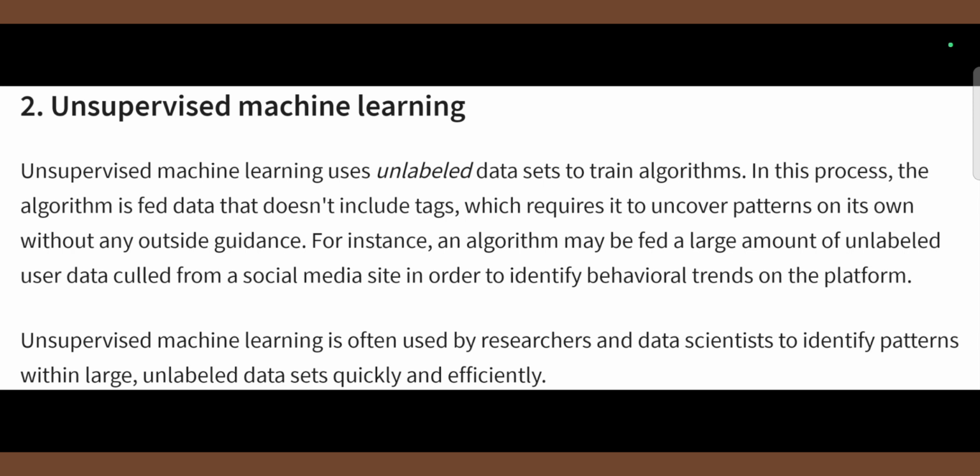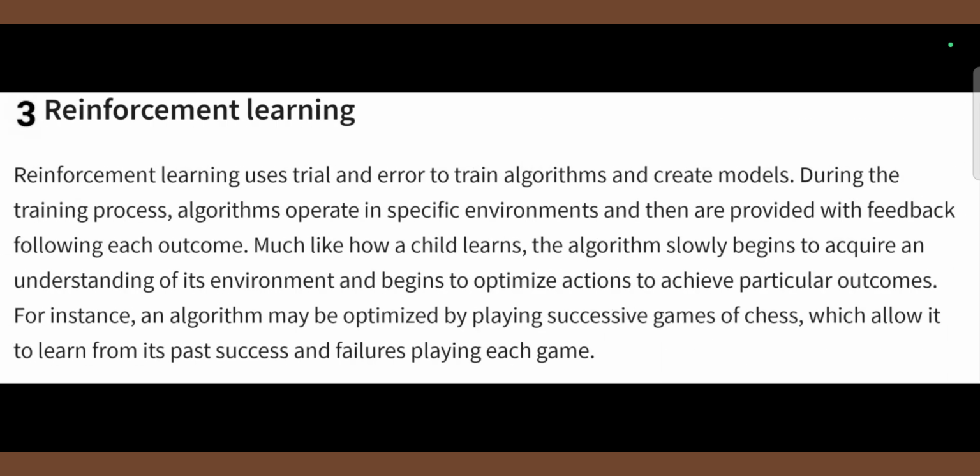Now, third, reinforcement learning. Reinforcement learning uses trial and error to train algorithms and create models. During the training process, algorithms operate in a specific environment and then are provided with feedback following each outcome. Much like how a child learns, the algorithm slowly begins to acquire an understanding of its environment and begins to optimize actions to achieve a particular outcome.